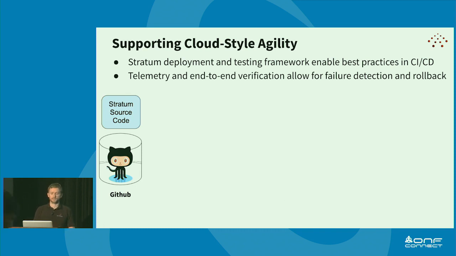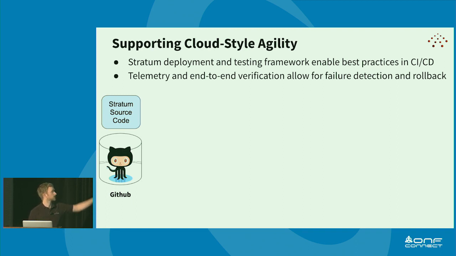The next thing is Stratum's been built in a cloud mentality. And it's designed to support cloud-style agility. So this means, typically, using deployment and testing frameworks that enable best practices in CI/CD. The other thing that's important to enabling cloud-style agility, as Nick alluded to earlier in his keynote, is you need telemetry so that you can collect state from your network so that you can do end-to-end verification and closed-loop control. Most importantly, initially, is failure detection so that you know when to roll back if things aren't as expected.